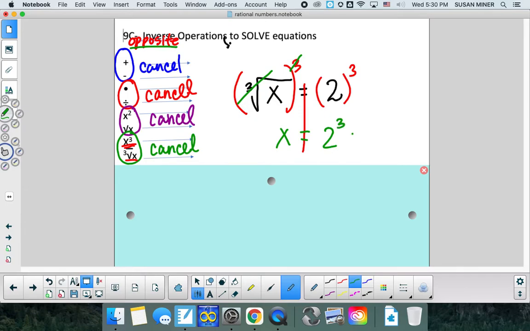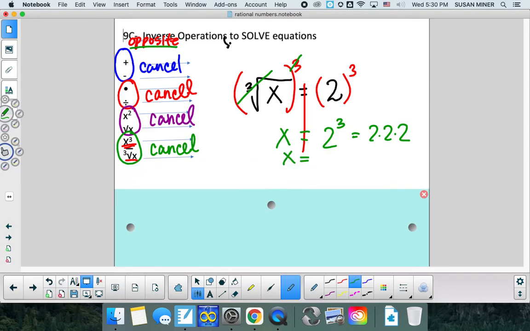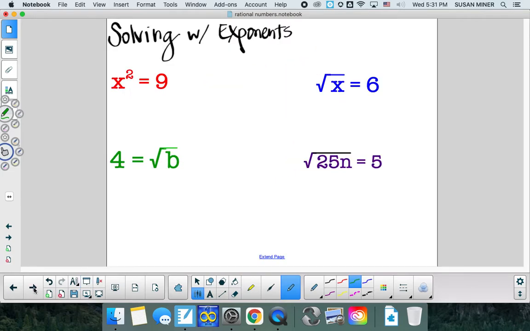2 to the third power is the same as 2 times 2 times 2. So x is equal to 8. 2 times 2 times 2 is 8. Be careful not to just do 2 times 3. Remember, my exponent tells me how many 2's I'm multiplying together. So 2 times 2 is 4, times 2 would be 8. Okay, so solving equations with opposite operations. Now, here's going to be the tricky part. This is one of those things you're going to want to write in your notes to help you remember.